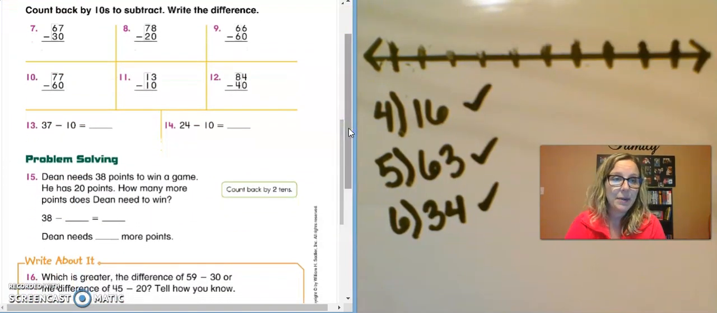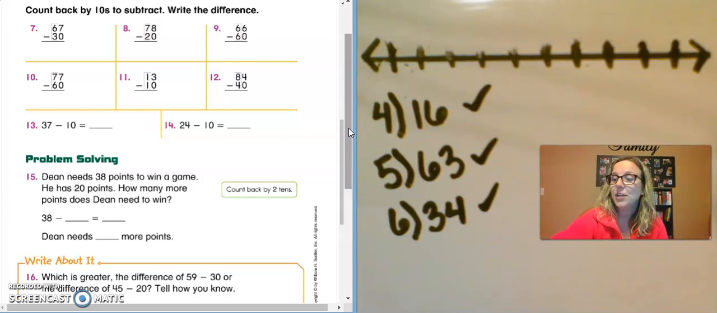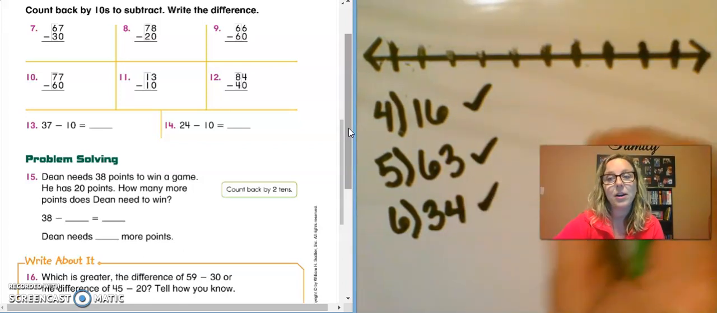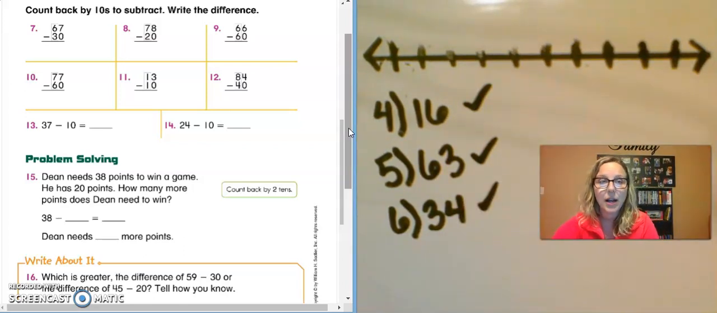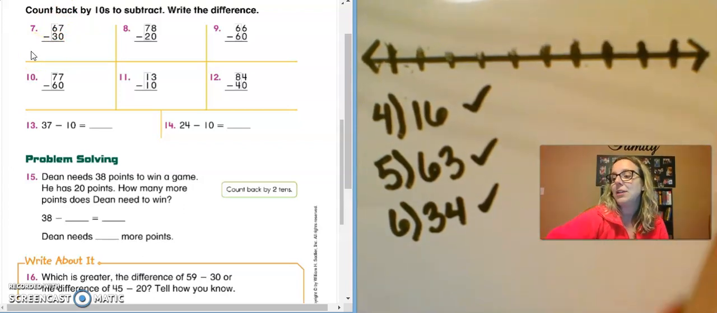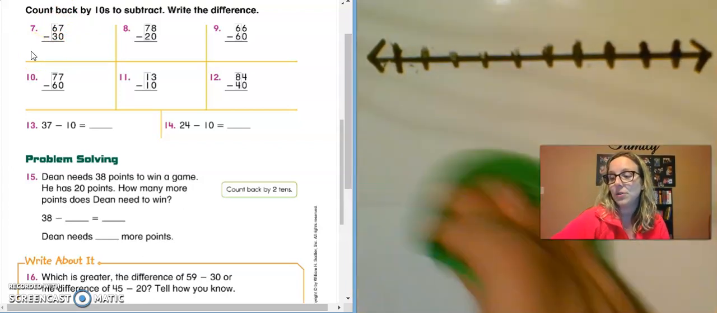For all of these problems, 7 through 14, you are going to choose whatever method you prefer to help you do the subtraction. So if you like using the number line, I want you to use the number line. If you like drawing out your tens and ones, I want you to draw out your tens and ones. If you prefer just to look at the numbers and subtract them going column by column, so you subtract your ones and you subtract your tens, you can do that. I'll go through 7, 8, and 9 with you, and then you can do the rest on your own.